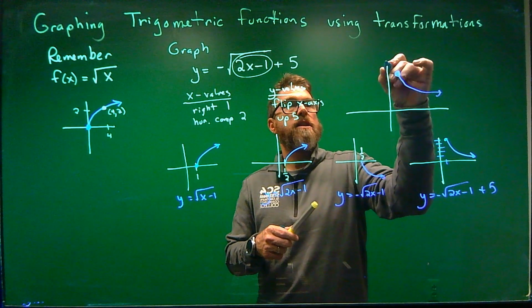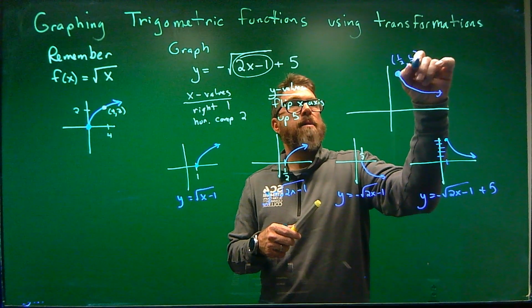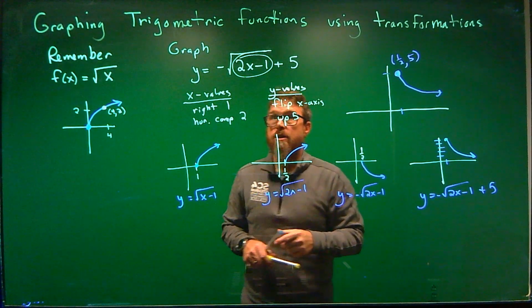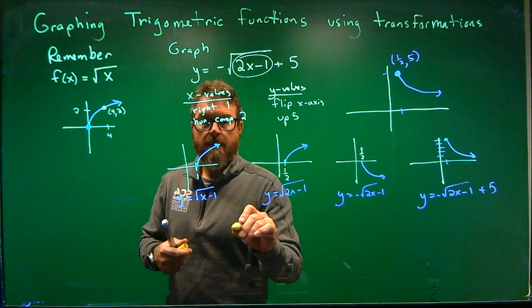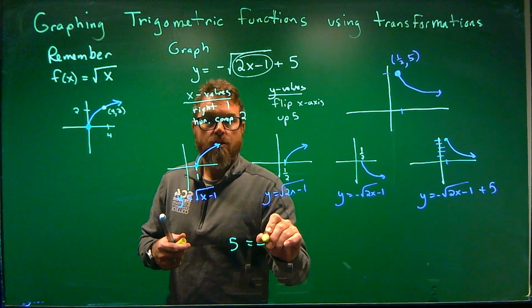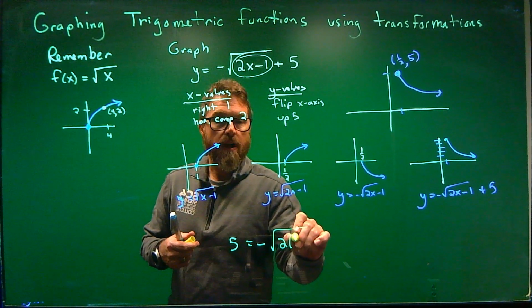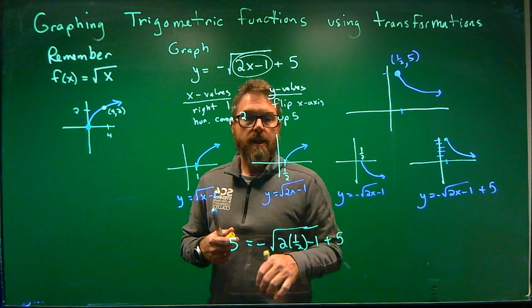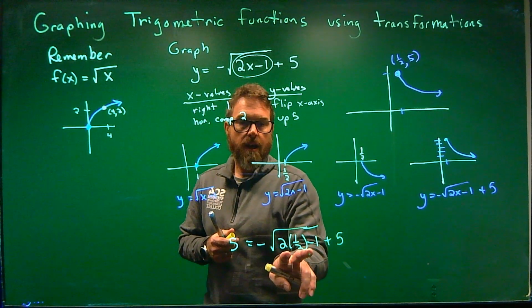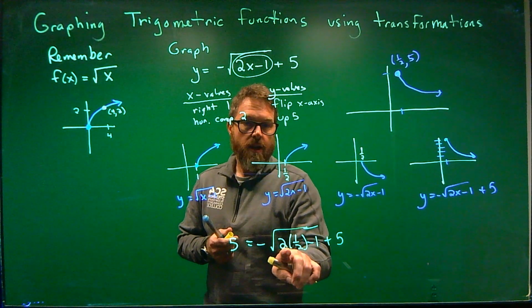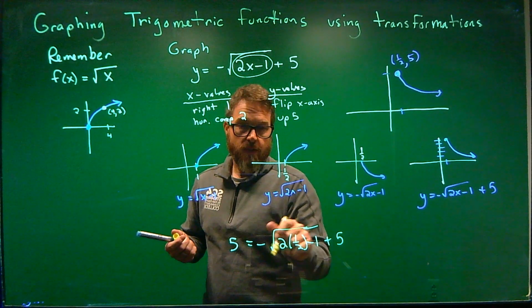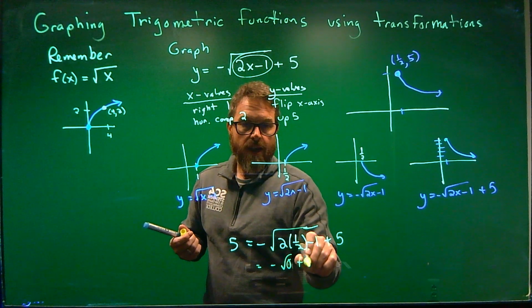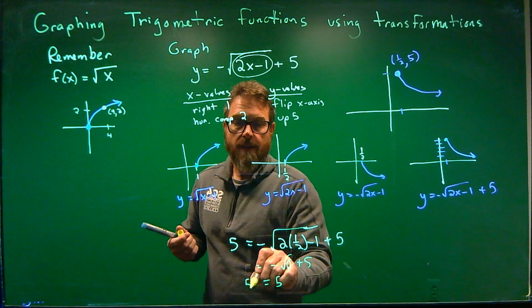So what I know is that this is the point 1/2 comma 5. And we can verify that that is a solution of this. So let's just check. 5 better be equal to minus the square root of 2 times 1/2 minus 1, plus 5. When I simplify this, I'll do inside the radical first. So this is going to be 1 minus 1, which is the square root of 0. So negative the square root of 0, plus 5, which is going to be equal to 5. So we can see 5 is equal to 5.